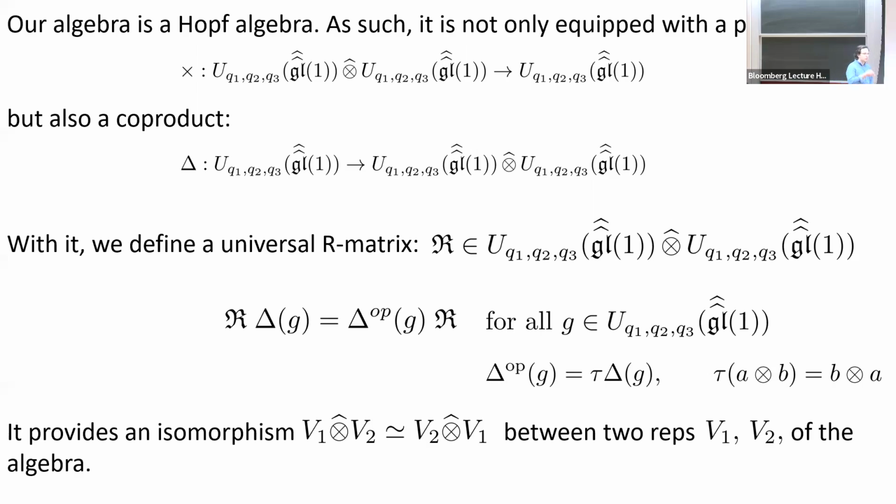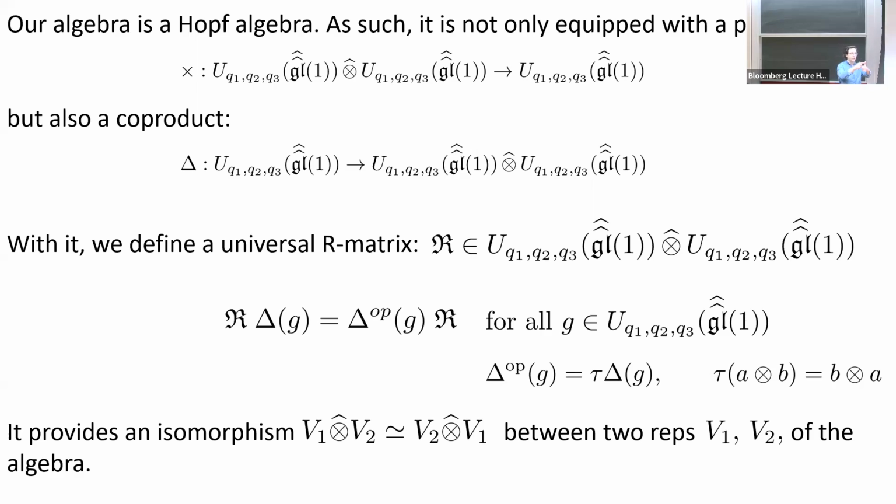Now this is textbook how you define an R matrix for any quantum group. If you've ever dabbled with these ideas, it's literally just an element of this tensor product that in particular has to obey this relation. It's an intertwining relation. For any element G of the toroidal algebra, R times the coproduct of G has to look like the coproduct in the opposite direction of G times R.